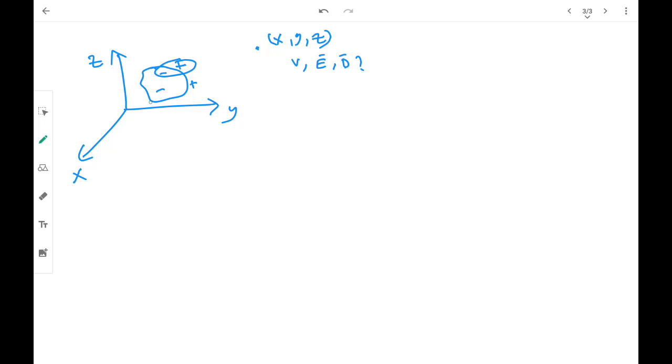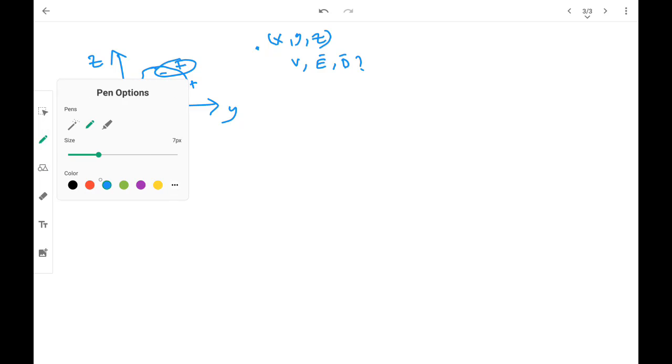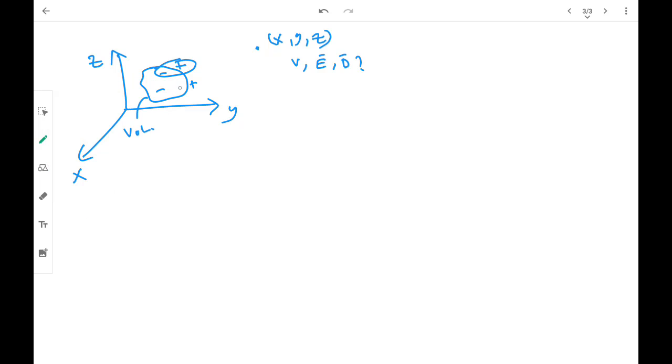To do this, this polarized dielectric has a certain volume. Now we will select a certain part from this material. We will take a differential volume dV dash from this material located at point x dash, y dash, and z dash, and we need to see the effect of this source on the field here.